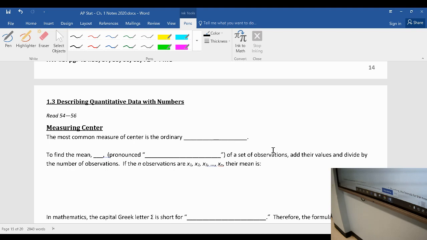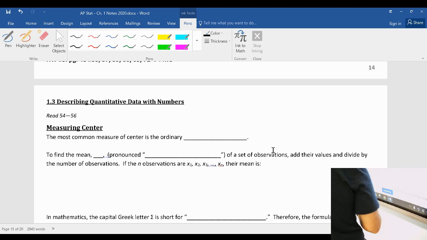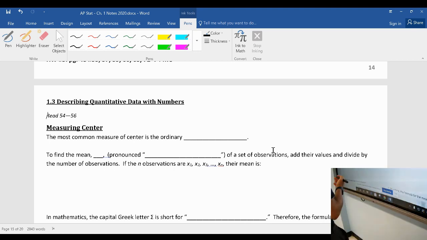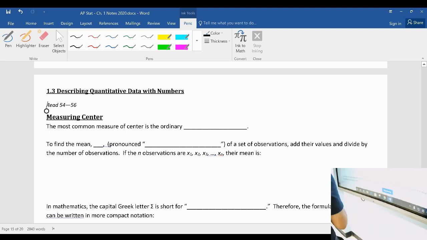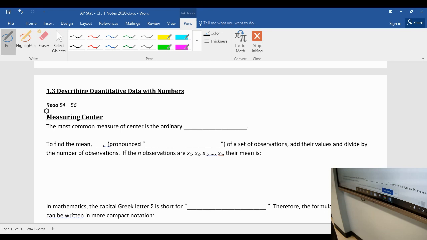All right, guys, we're going to continue with Chapter 1, Section 1.3, and we're going to be describing quantitative data with numbers now. So we looked at the different types of graphs that we could use for quantitative data, and now we're going to be looking at the different ways we can describe quantitative data numerically speaking. So the most common measure of center is the ordinary mean, all right?